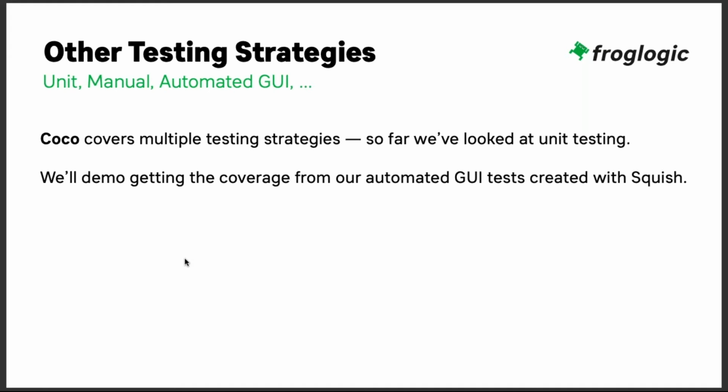Moving on to the next demo. So far we've seen Coco with unit tests, but I don't want you to think that Coco is only for unit testing. It covers other testing strategies like manual testing, functional GUI testing, and automatic testing, and we'll demo getting the coverage from GUI tests in this example.